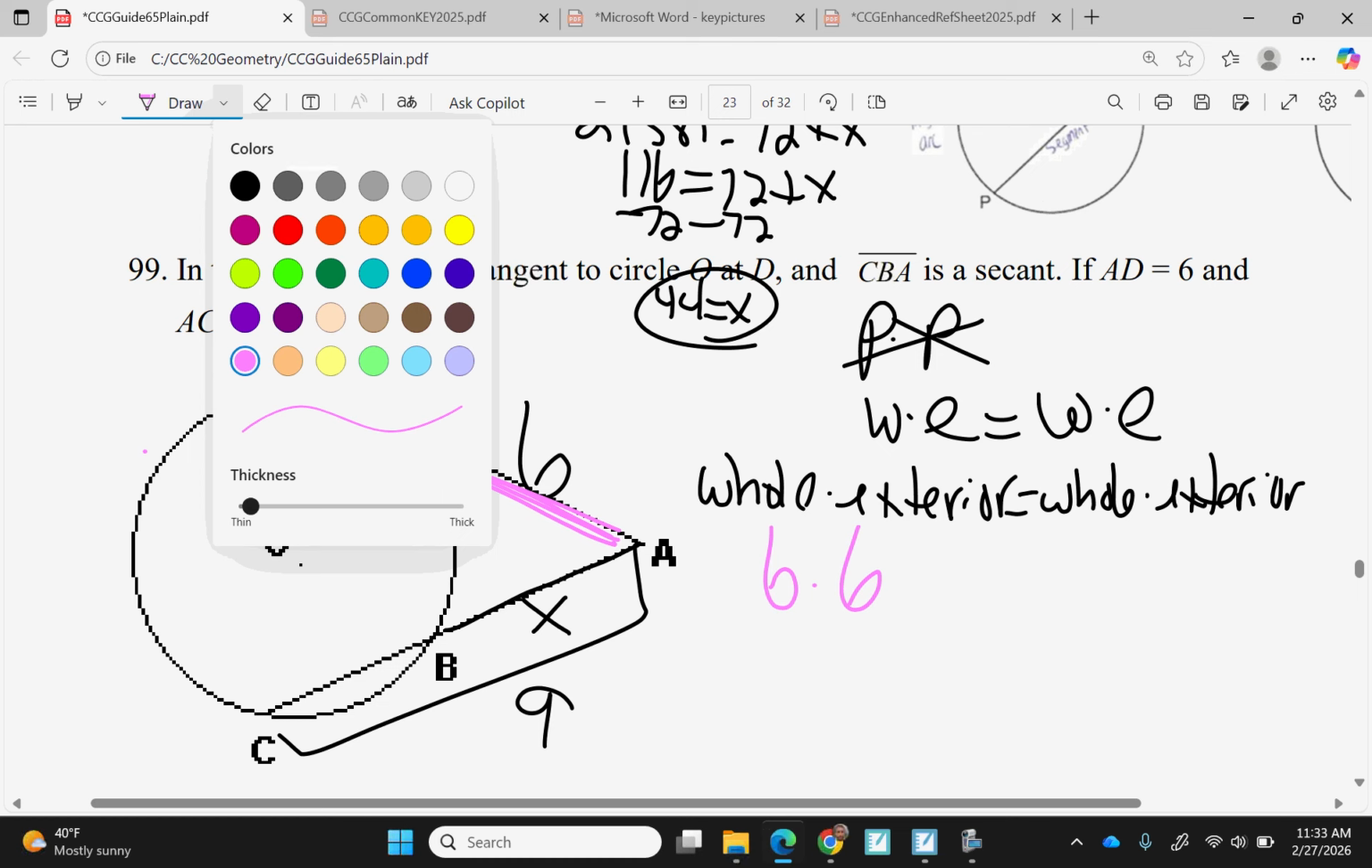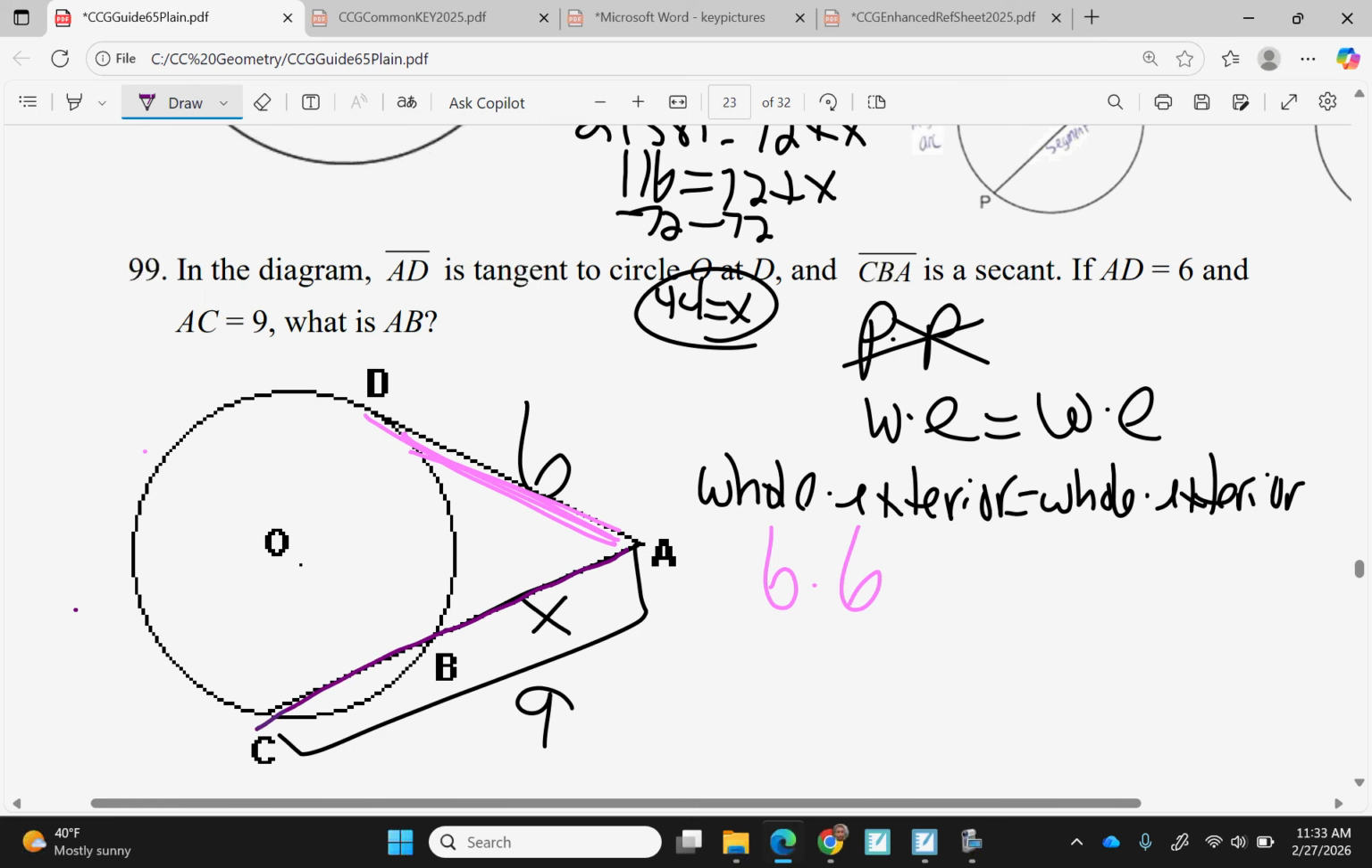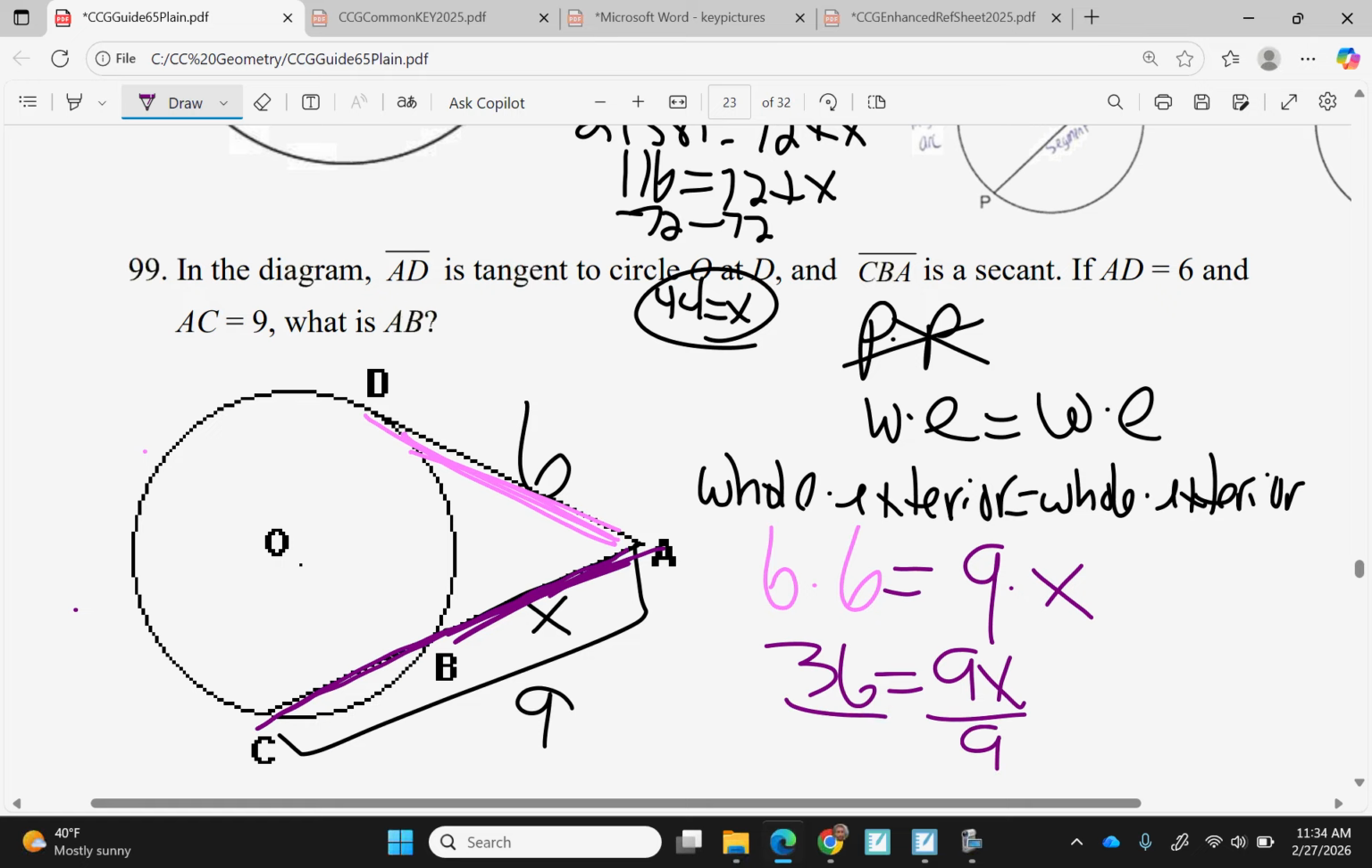Now I take a look at the purple segment. What's this whole purple segment? 9. What's the exterior part of the purple segment? X. And for both PP and WE, it's multiplication. And from there, I solve the equation. 6 times 6 is 36. Divide by 9. X is 4.